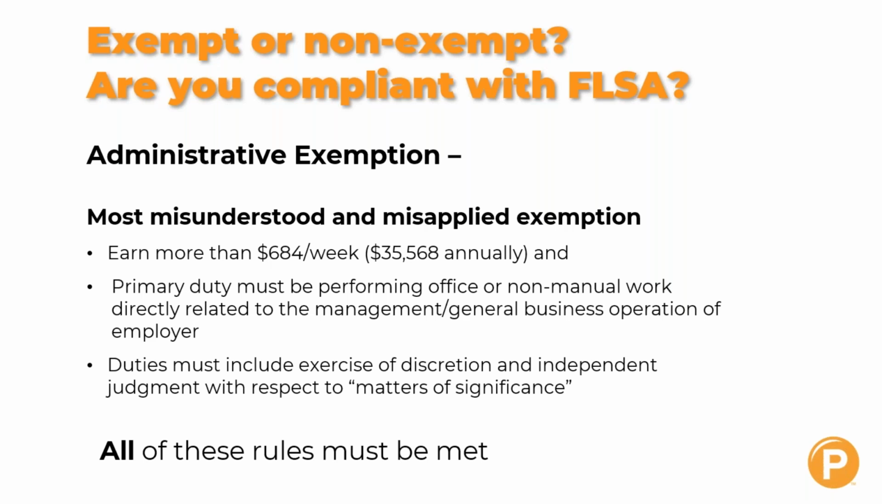This last piece here, this exercise of discretion and independent judgment, is the key. If they're making decisions based on a policy and procedure that is already in place, then they are not exercising discretion and independent judgment. They're just following the rules. If they are determining or setting policy or changing policy in the process of doing their job, then they would be considered exercising discretion and independent judgment. So all of these rules must be met on each one of these.